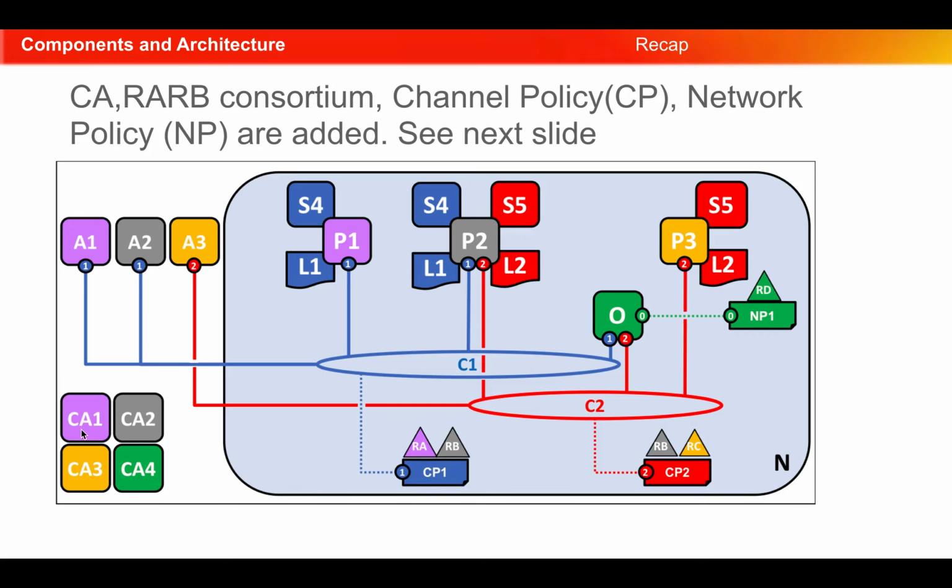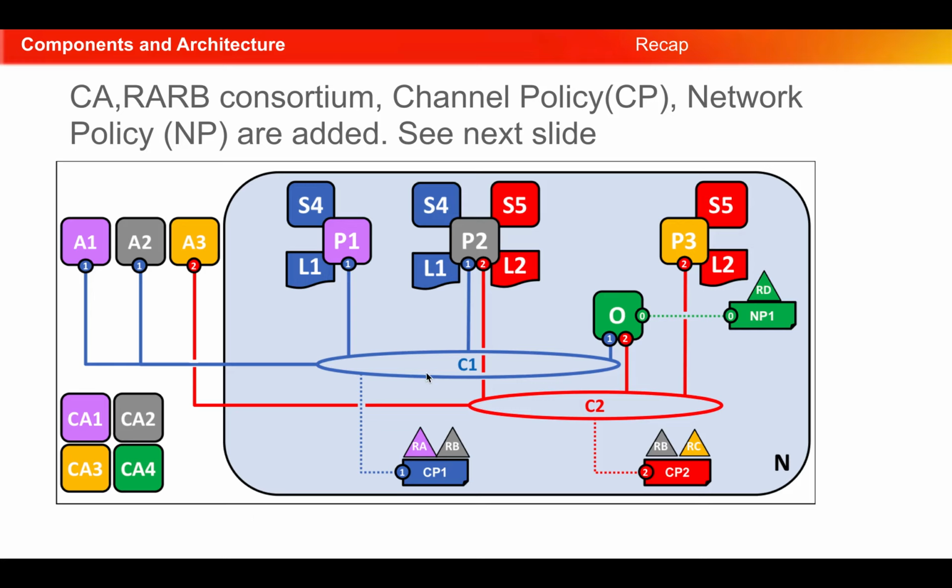Certification authority is mainly responsible for providing the certificates. As you can see, certification authority CA1 is providing certificates to application 1 and peer 1. Similarly, certification authority 2 is providing certificates to application 2 and peer 2. Certification authority 3 is providing certificates to application 3 and peer 3. Certification authority 4 is providing certificates to the ordering service, as you can see here.